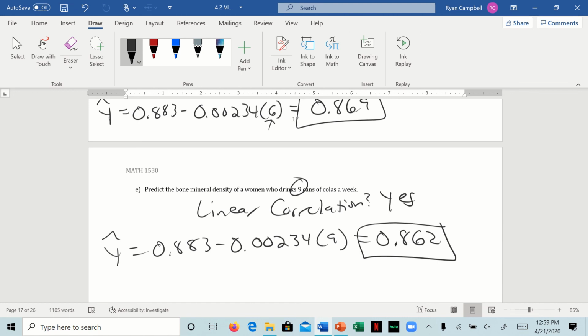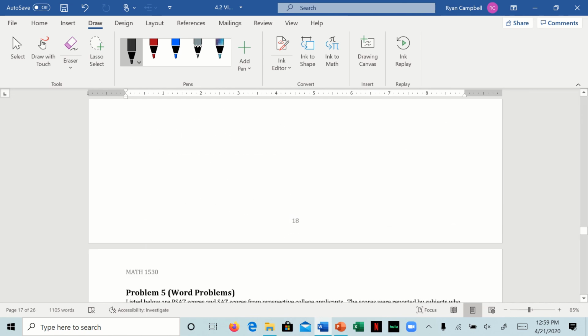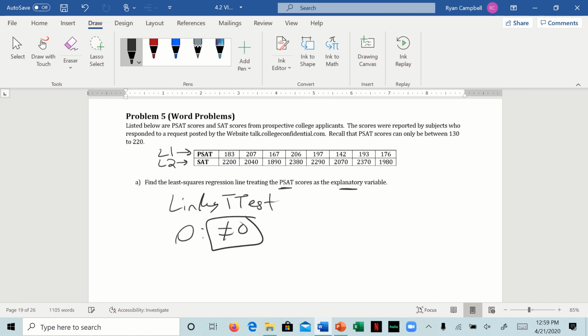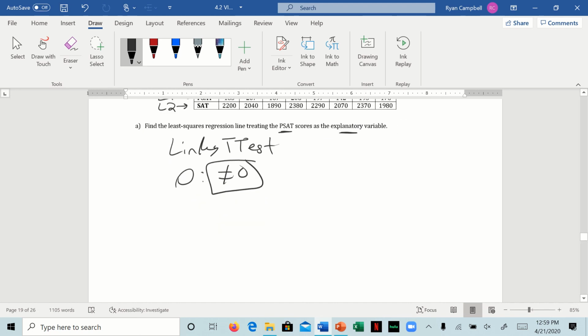All right, 2 more problems, and then we'll call it a day. We'll just start from the beginning, right? Do the whole thing. So problem number 5, this was the PSAT and the SAT questions that we talked about. So let's let the PSAT be the explanatory variable. So L1 is the PSAT. The SAT will be L2. So find the least squares regression line. So after you plug all that in, we're going to go to LinReg t-test. We just need to make sure that rho does not equal 0. It's true.